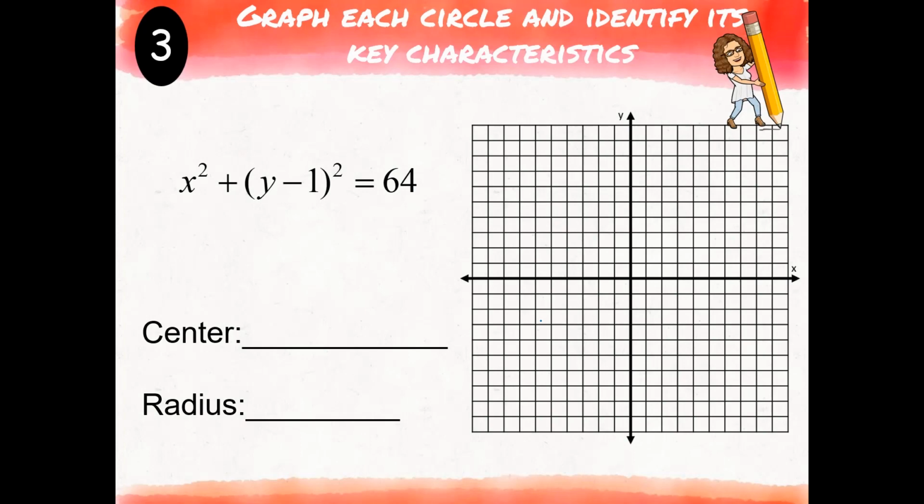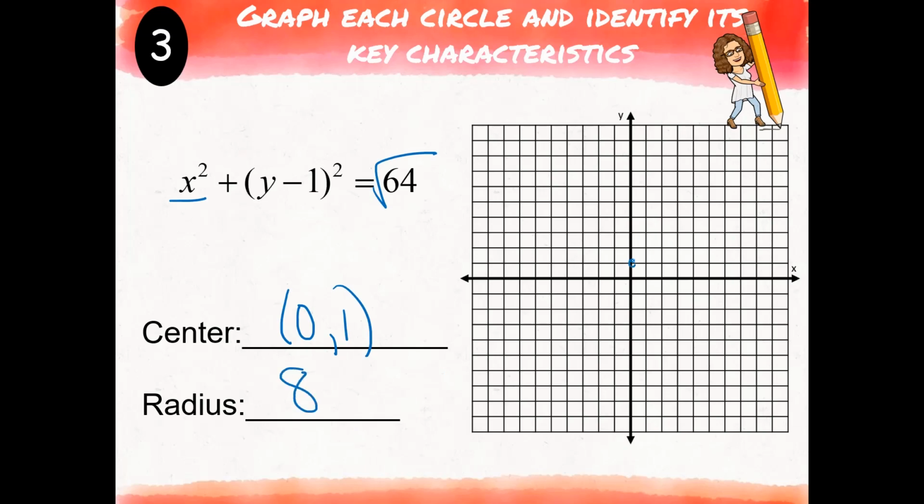Let's try another one. Again, let's find the center. Notice the x doesn't have anybody, so that is going to have to be a 0. But for the y, it is opposite of what we see. We see a negative 1, so we're going to put a positive 1. And then let's square root. So we're going to get 8 for the radius.